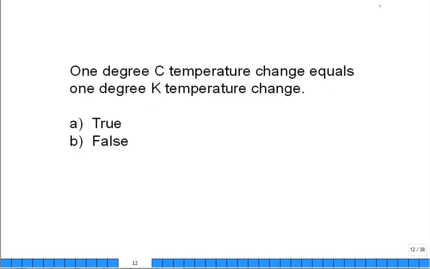1 degree C temperature change equals 1 degree K temperature change. True or false? We're almost all in. 4 seconds. We're done. Are we 100% as a class on this one or not?